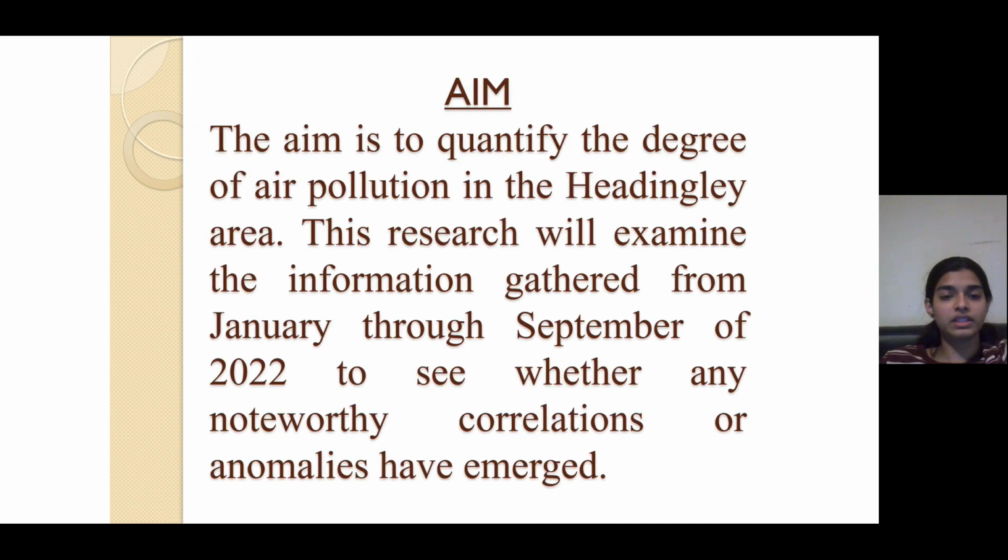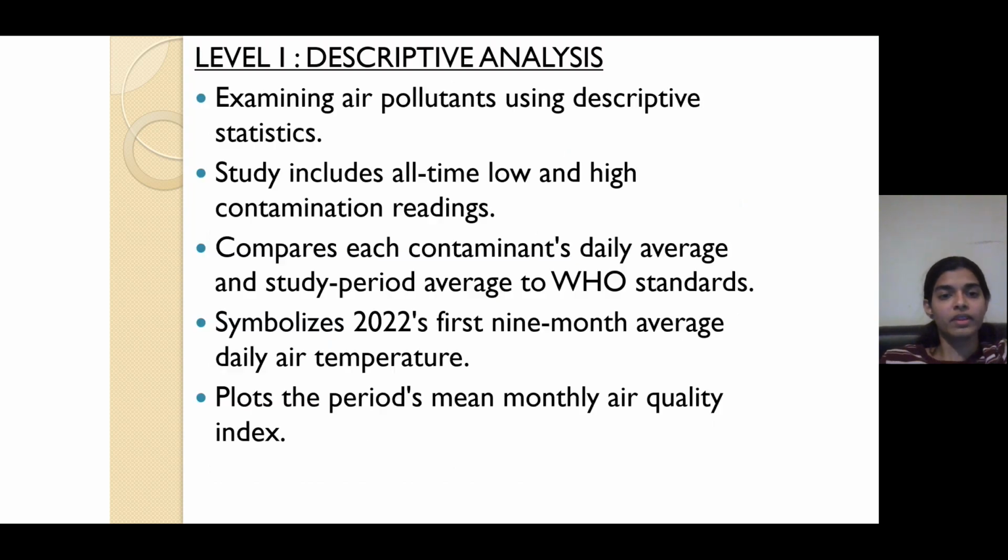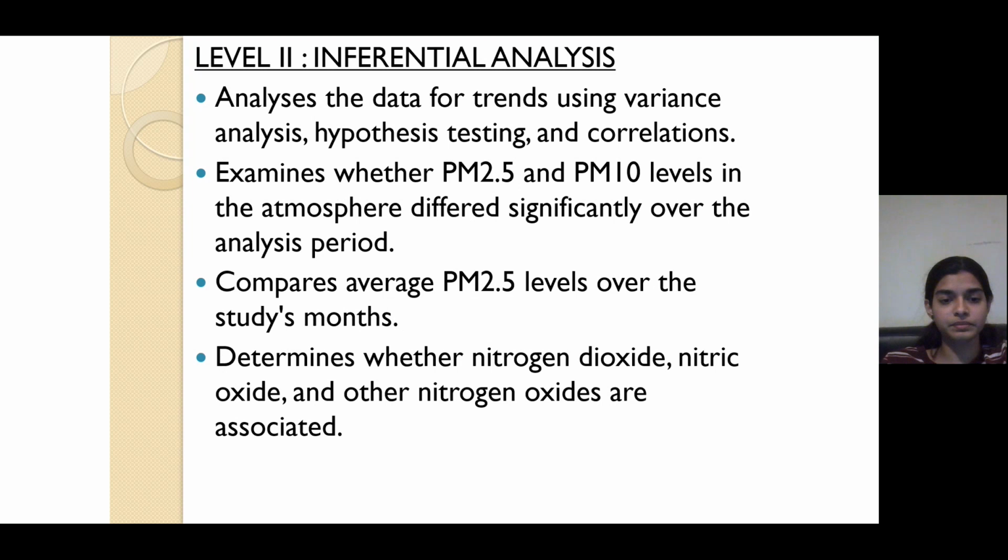The aim of this research is to measure the degree of air pollution in the Headingley area around the period of January to September of 2022. First level of analysis is descriptive analysis, where we examine the air pollutants' descriptive statistics, which includes the minimum and maximum values of the contaminants, the average standards according to the WHO standards, as well as the air temperature. We have also plotted the monthly air quality index.